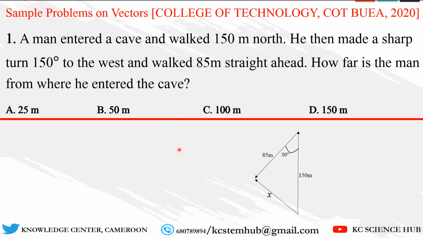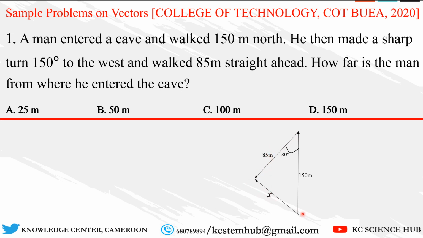Okay, so we're just going to quickly do our work here. So this is our man here, gets into the cave here, walks up 150 meters, makes a 150 degrees turn to the west, right? So 150 degrees means that if I go all the way 150, I'm simply left with what? 30 degrees to get back down here to where I originally started. So it means that the path that he's now traversing is basically 30 degrees from this original path that he was on, right? And so that's why I've left out the 150 there. So you notice this is 30 degrees, and then he has to travel 85 meters on this path.